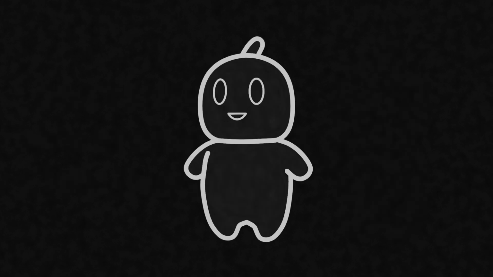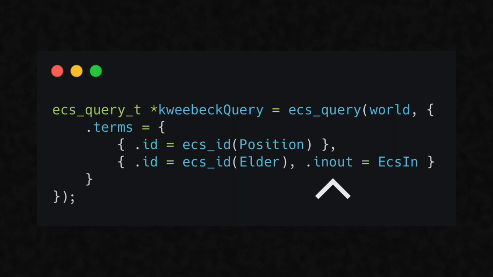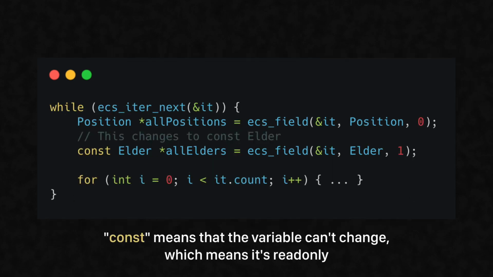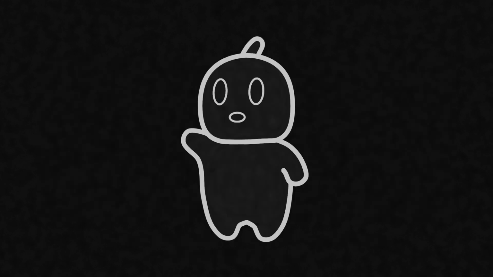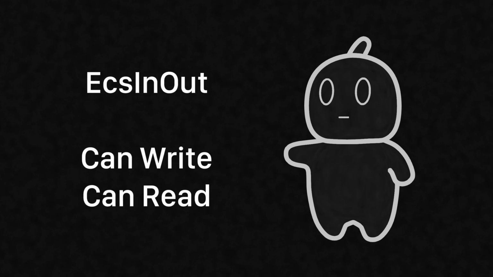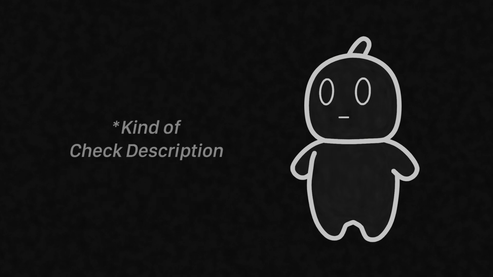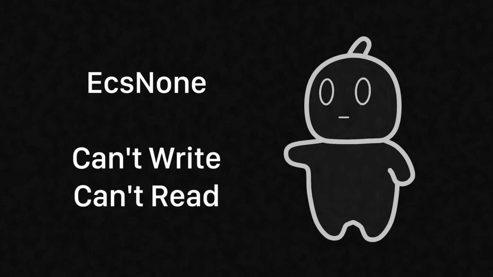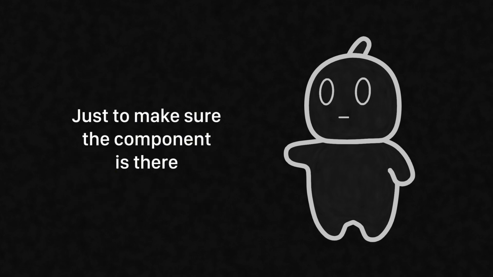All we have to do is put .inout equals ECSIn next to the term we want to make read-only, and put const before the line where we got the elder component later. Alternatively, you can use ECSOut if you only want to write to the component and not read, ECSInout if you want to both read and write to the component, this is the default, and ECSNone if we don't want to be able to read or write it, but we want to make sure that the entity at least has the component.